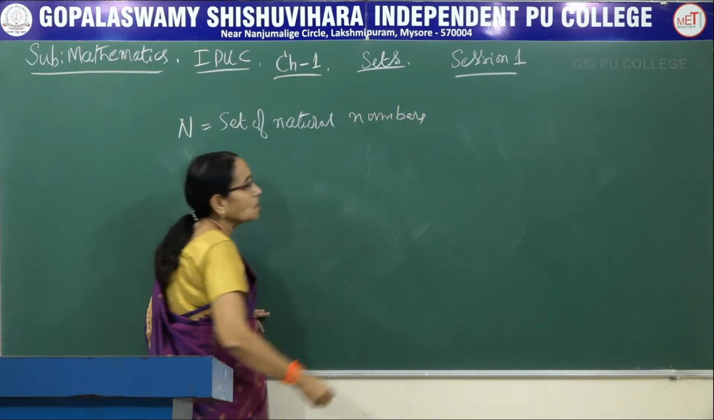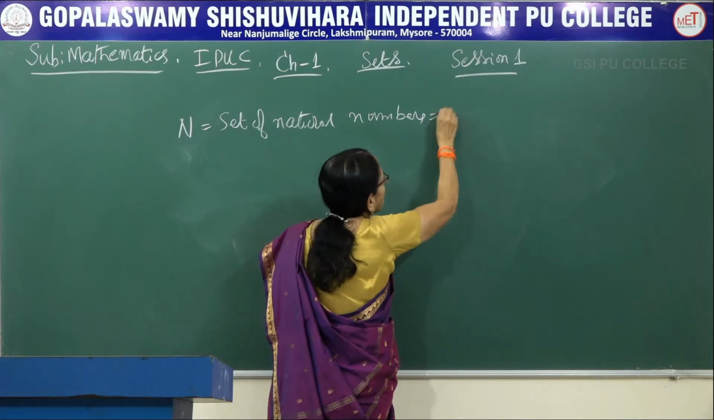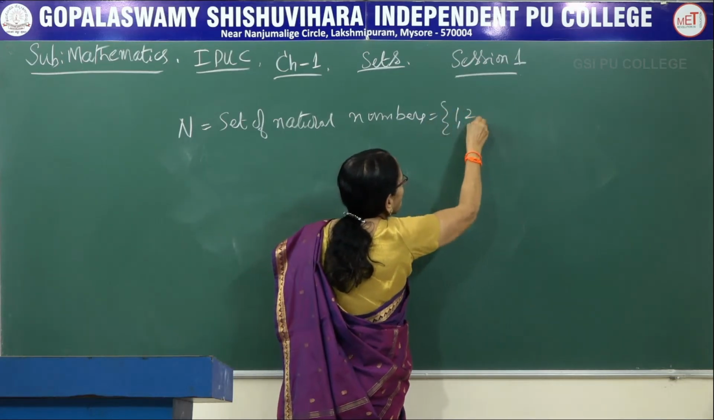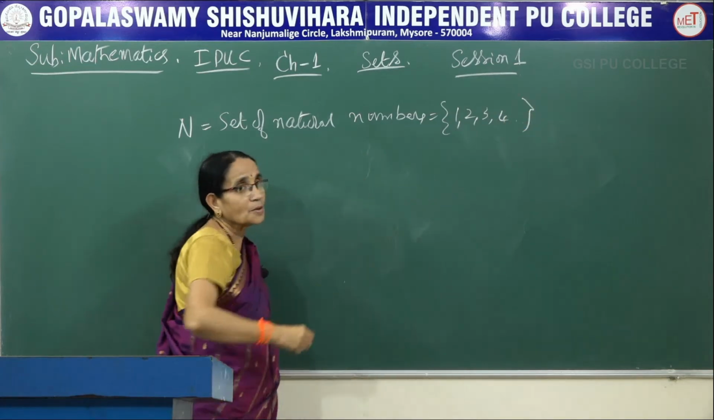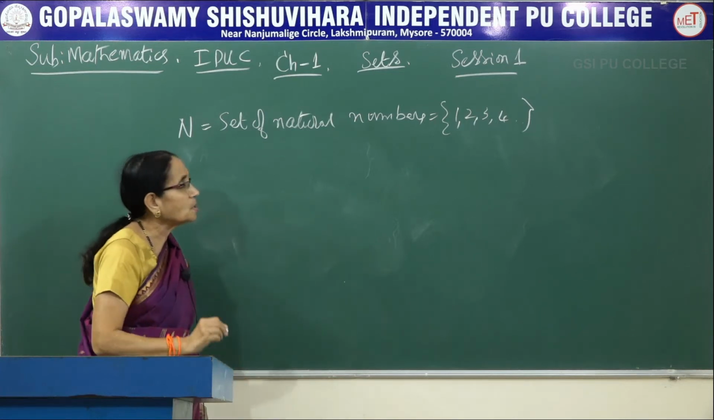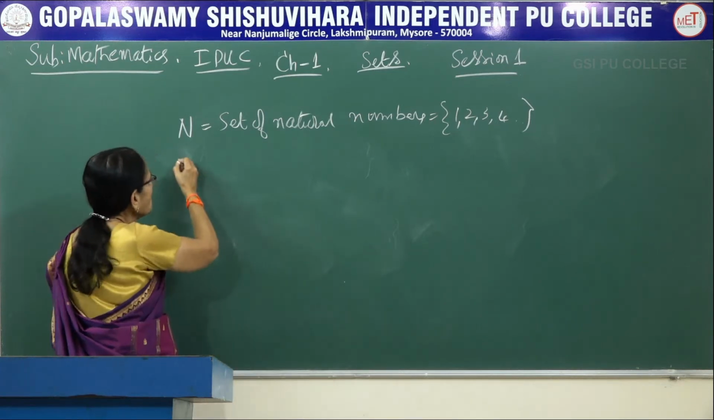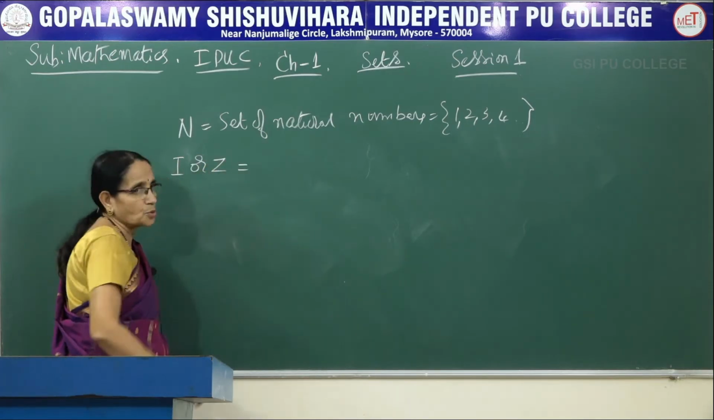What do you mean by natural number? 1, 2, 3, 4, 5, 6, like that. So I can write it as 1, 2, 3, 4, because you cannot write the last element of this one, we just put some dashes there. Now set of natural numbers. Now sometimes we use I, or Z can also be used here.